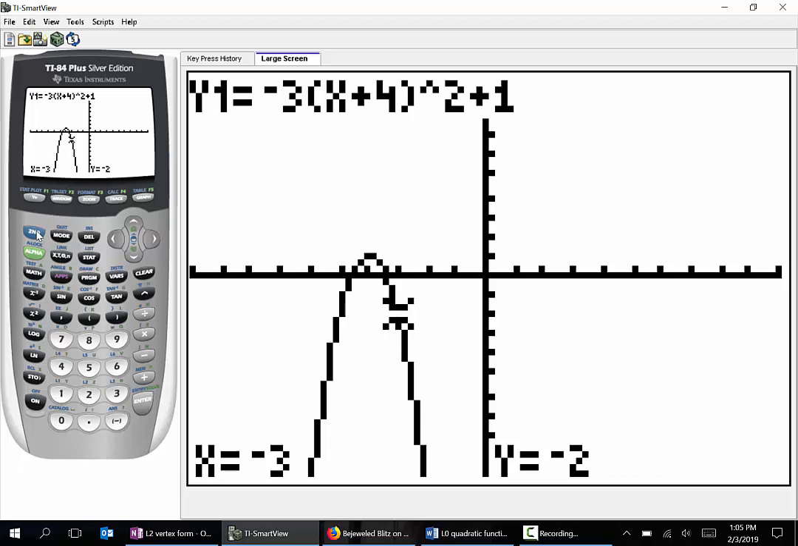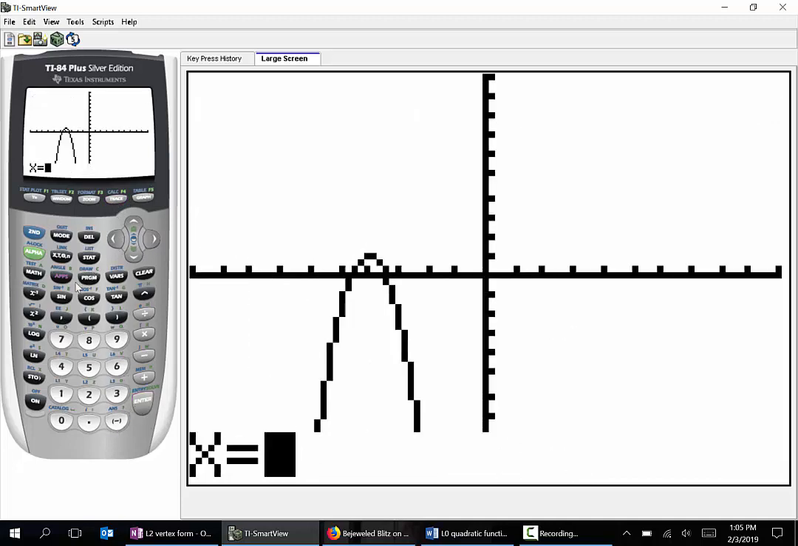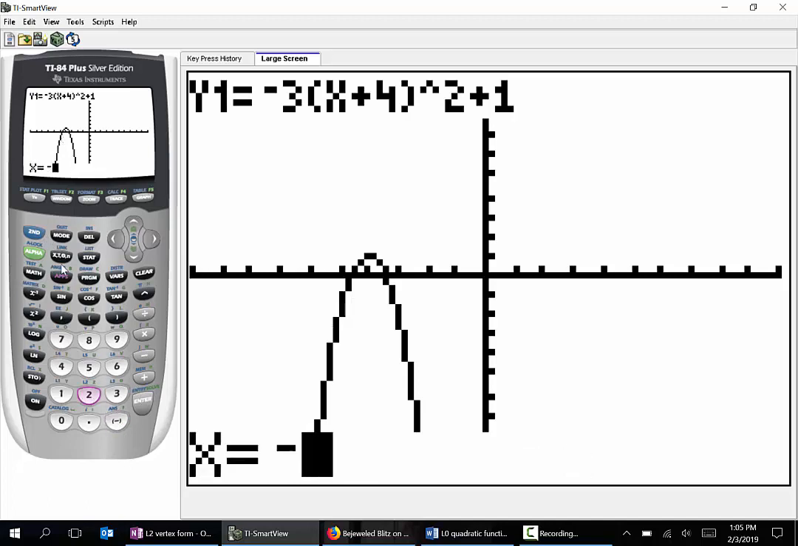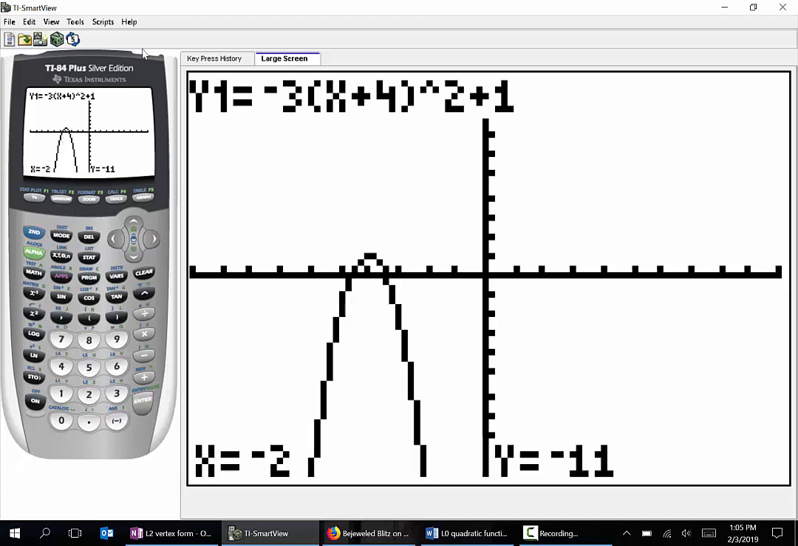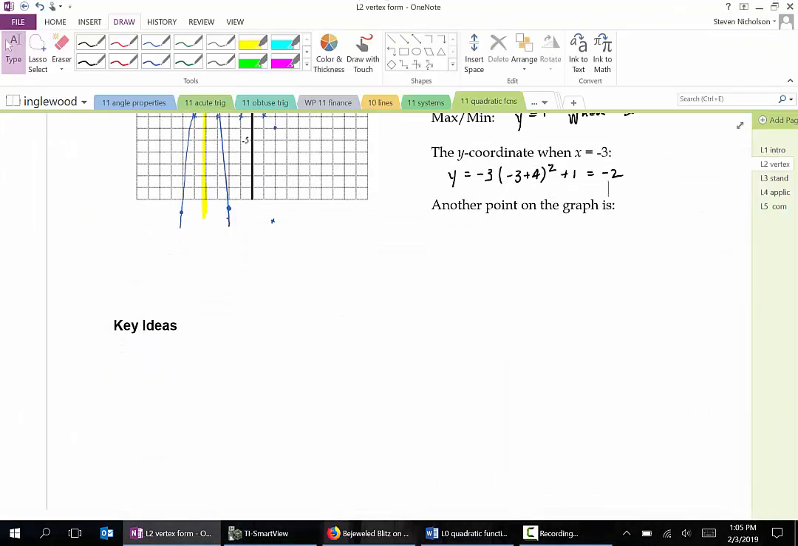So the next question I ask is, what is another point on the graph? Well, you could do this all by hand, but you could go second trace value and maybe punch in, well, hey, how about -5? And that's going to be -2. And how about another one, -2, and that's going to be -11. So again, your calculator can be really helpful in helping you find points, but also help you see these characteristics.